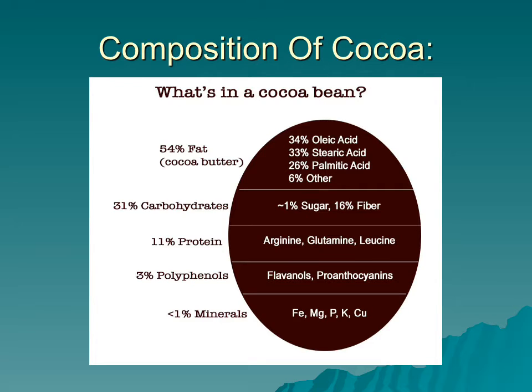Composition of cocoa. Cocoa seed contains 54% fat, that is cocoa butter in the form of oleic acid, stearic acid, palmitic acid, and 31% carbohydrate in the form of sugar and fiber, 11% protein, that is arginine, glutamine and leucine, 3% polyphenols, that is flavonols, proanthocyanins, and less than 1% minerals such as magnesium, potassium, copper, iron, etc.